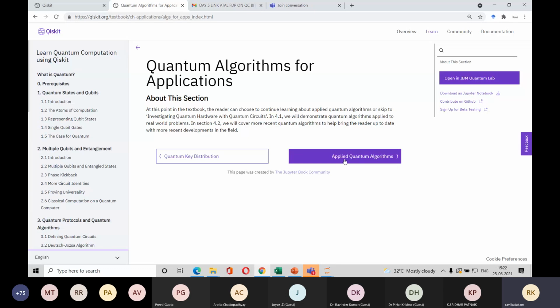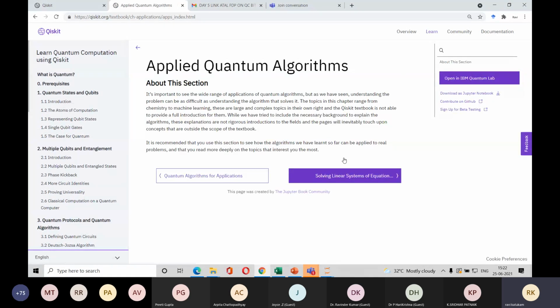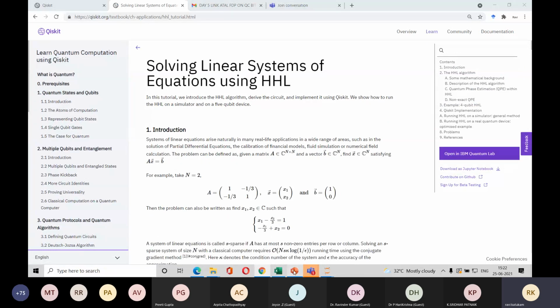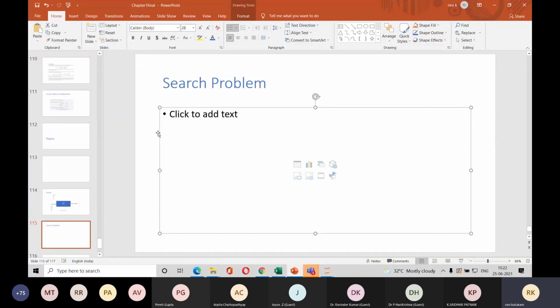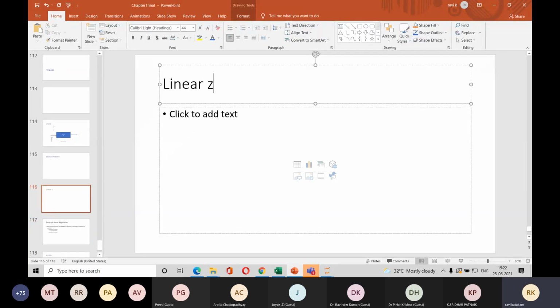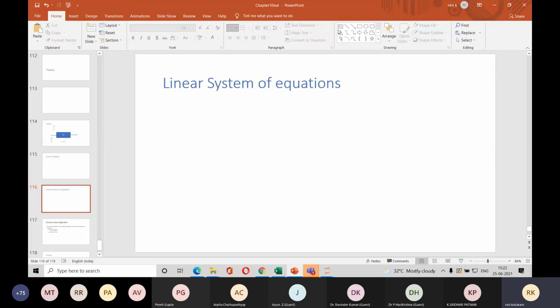These are called applied algorithms. That means people have successfully applied them and found solutions to some problems. One such problem is solving a linear system of equations. So what is this linear system of equations? Let me explain.